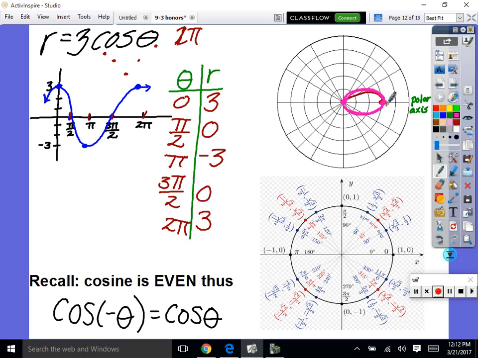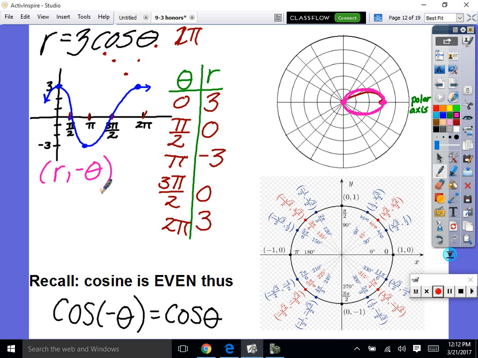Now, cosine is symmetric over the polar axis. So once we knew the top half of the graph, we could have just plotted in the bottom half. Does that make sense, everybody? Because cosine, yep. And we could get into why. How do we know if it's symmetric over the polar axis? If we plug in r comma -theta, is that right?